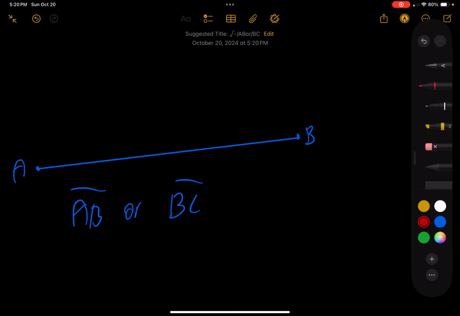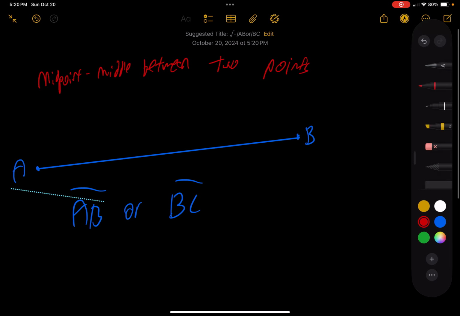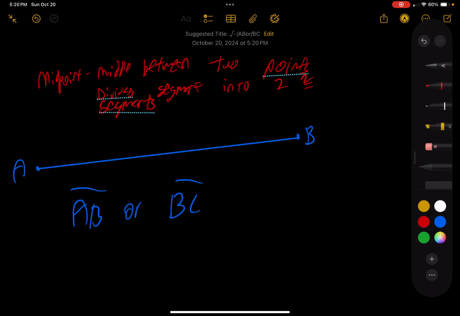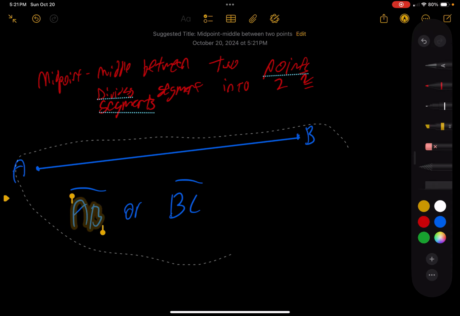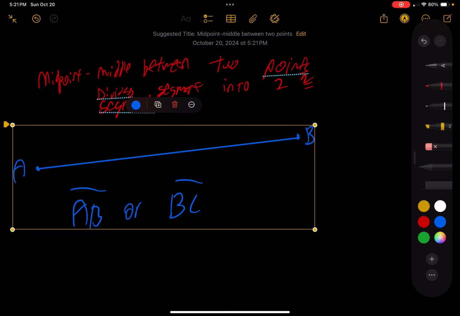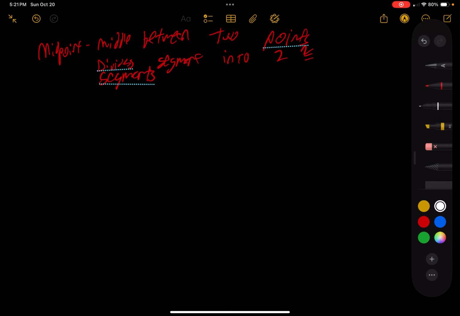So let's talk about our first new vocabulary word. A midpoint. This is just what it sounds like. The middle between 2 points. And then there's a little more to know. That's everything you need to know about a midpoint. So I'm actually going to delete this now, so we can focus primarily on some stuff about a midpoint.